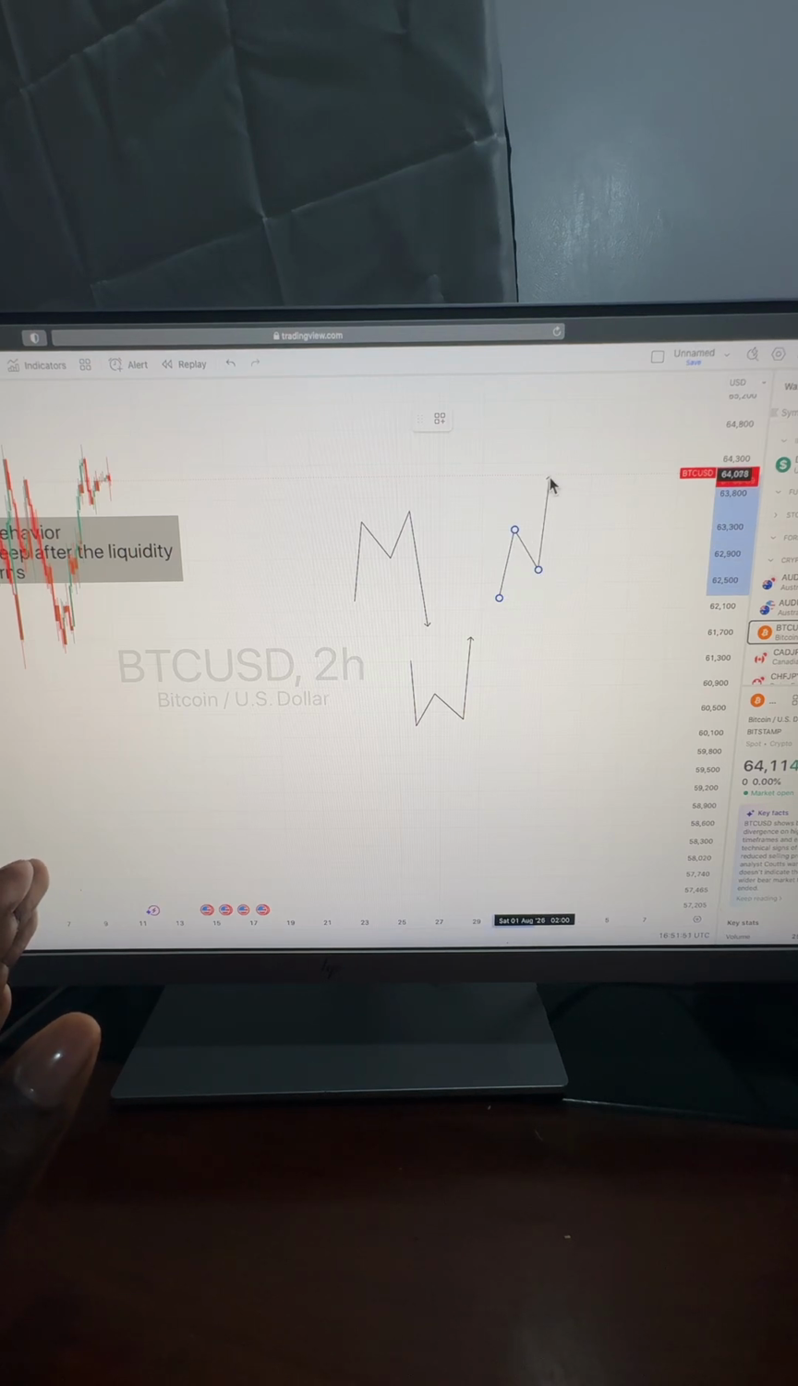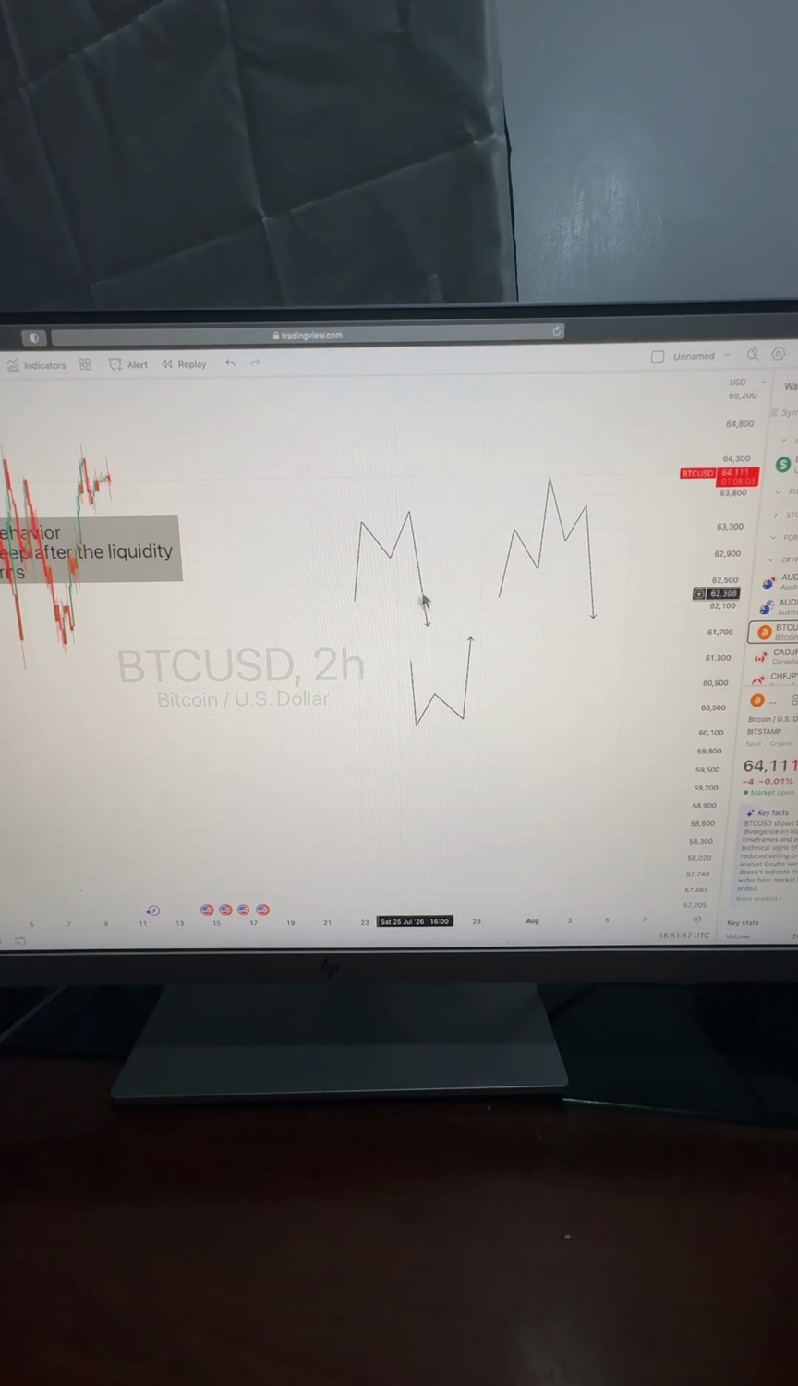Then we have the head and shoulder pattern. So these are entry levels or entry confirmations. You can never see a market reversing without forming these particular patterns.